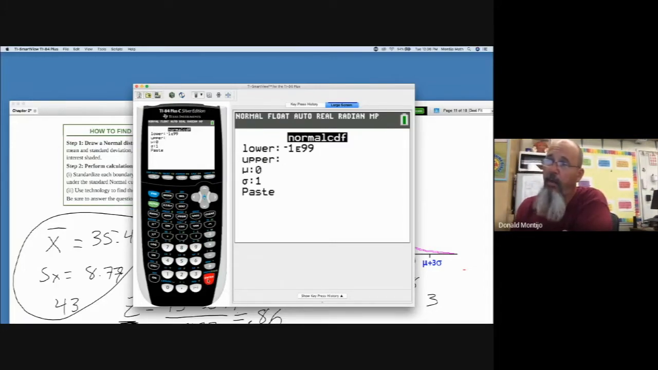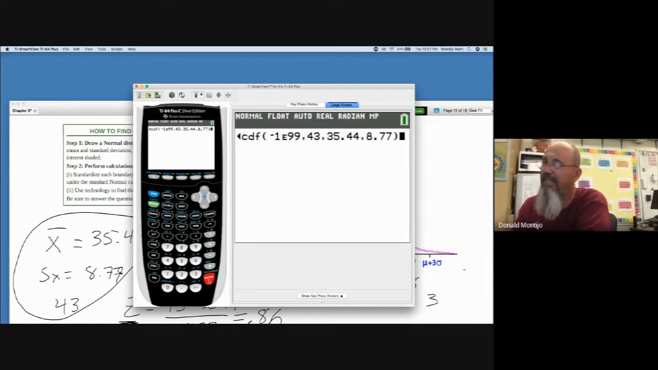My upper bound, I want to find the answer from negative infinity all the way up to 43. The calculator's like, sure, I can do that for you, but you need to tell me what the curve is. You need to give me the important information. Remember, we describe every normal curve with the mean and standard deviation. So we tell it, oh, the mean was 35.44. And the standard deviation was 8.77. And then we tell it to paste and it will type it in.